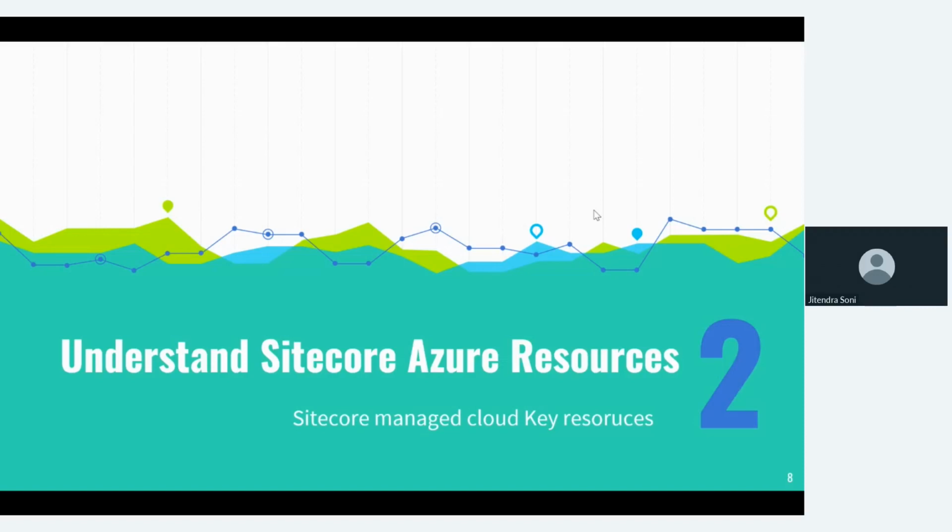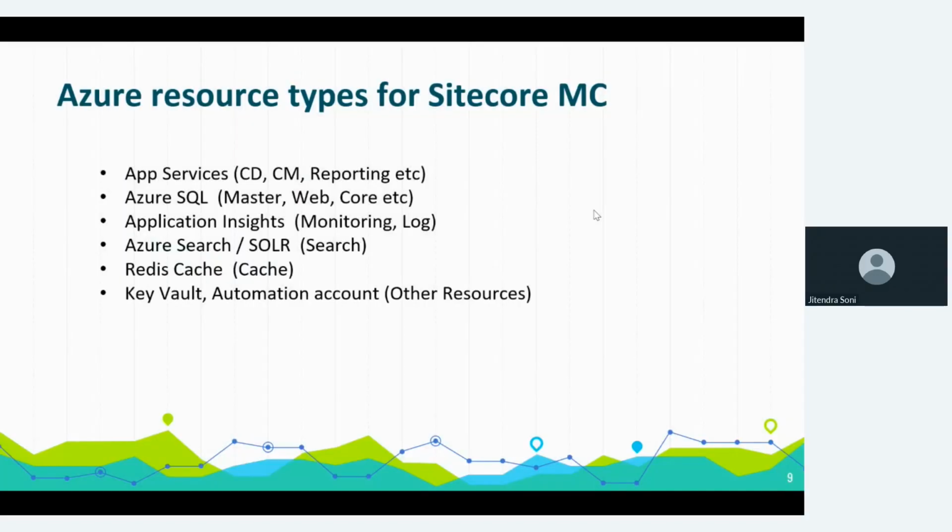So, Sitecore Azure resources. We have these key resources, right? The app services: you see that CD, CM, and reporting instances are running on the app services. And then we have Azure SQL, which has all the databases: master, web, core, all your form data, all your reporting. And application insights, Azure search, Redis cache, key vault, automation account. Automation is more about if you want to perform any additional task with a PowerShell script. So these are the resources.